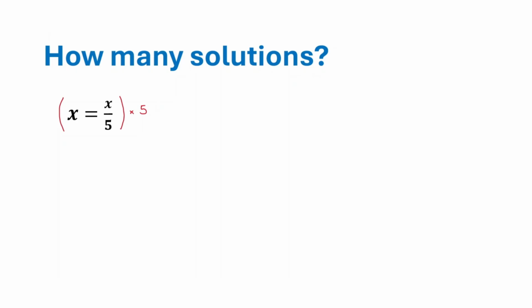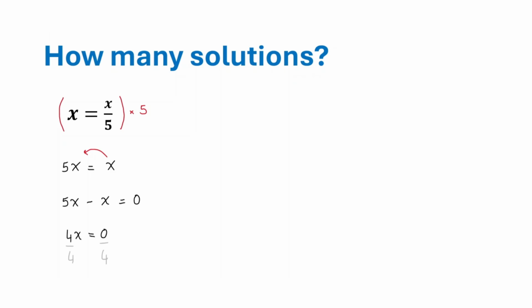In general, we can always multiply or divide an entire equation by the same non-zero number and obtain an equivalent equation. This is a very useful technique whenever it makes the calculation simpler. Multiplying both sides by 5 gives 5x is equal to x. Now we bring all the terms involving x to the same side of the equation. So we obtain 5x minus x is equal to 0. Simplifying, 4x is equal to 0.